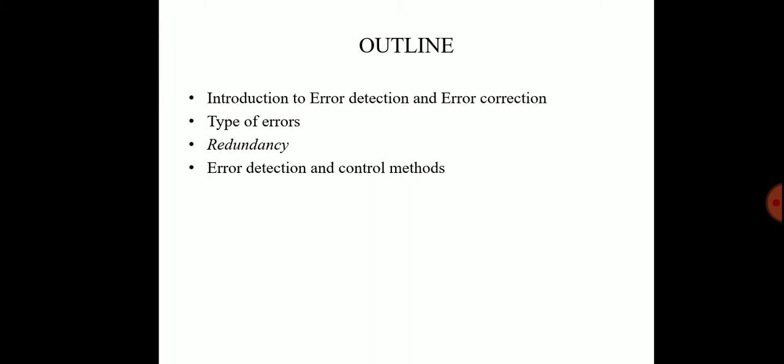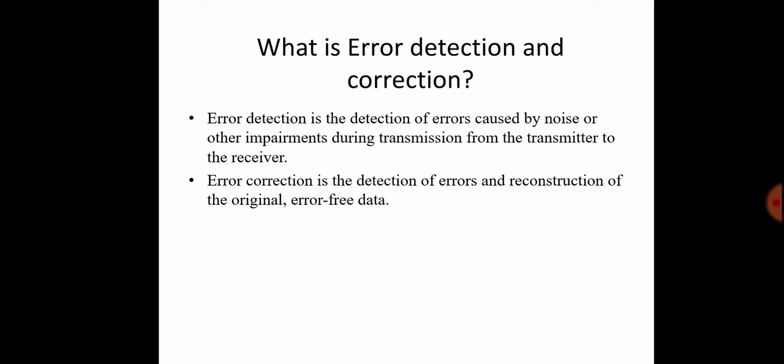The outline of this presentation: number 1, introduction to error detection and correction; number 2, types of errors; number 3, redundancy; number 4, error detection and correction methods. Now, first of all, what is error detection and correction? Error detection is the detection of errors caused by noise or other impairment during transmission from the transmitter to the receiver. Error correction is the detection of errors and reconstruction of the original error free data.